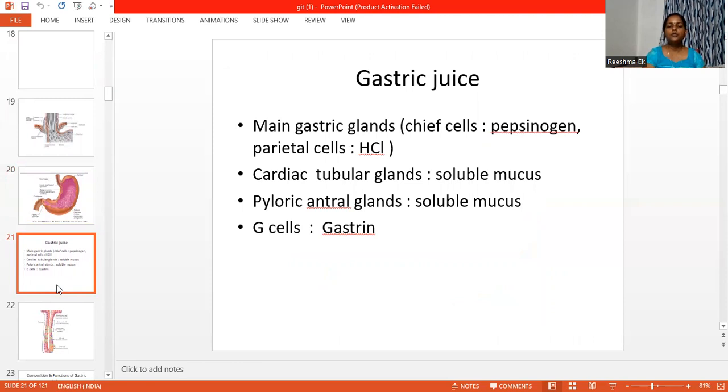Gastric juice. Gastric juice is a digestive juice secreted by the various digestive glands present in the stomach. The main gastric glands and the cells present in them are chief cells. Chief cells release the protein digesting enzyme pepsinogen. Parietal cells secrete the acid, that is the HCl. Then cardiac tubular glands are present. They secrete soluble mucus. Then pyloric antral glands, they secrete soluble mucus. And the stomach contains G cells, they secrete gastrin.